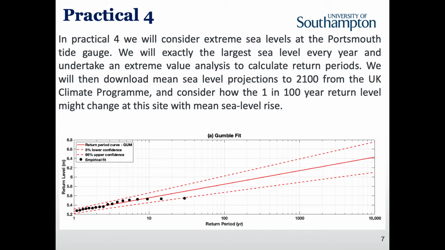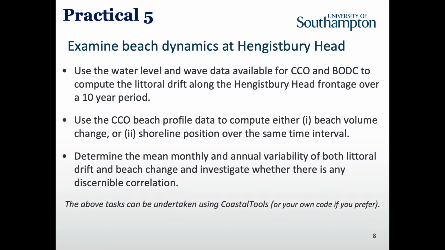In practical 4, we're going to look at extreme sea levels at Portsmouth. We're going to extract the largest sea levels every year, and then undertake an extreme value analysis to calculate return periods, so what a 1 in 100 year event is: an event that we'd only expect to be reached once every 100 years. Then we're going to use sea level projections from the UK Climate Programme to consider how a 1 in 100 year event might change with sea level rise.